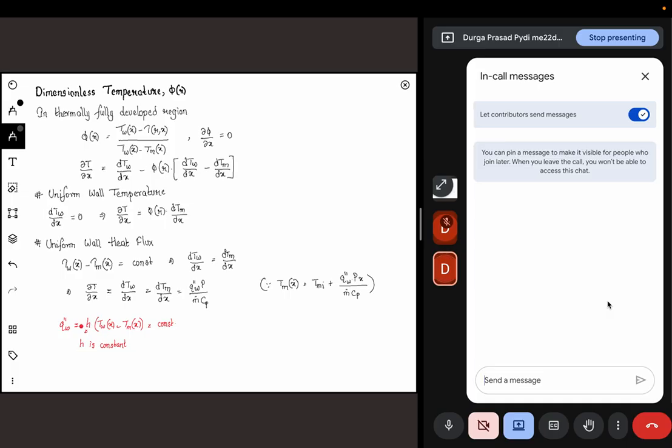If h is constant and Qw' is constant, then this particular quantity will also be constant. And since this is constant, dTw/dx should be equal to dTm/dx. So when both of these terms are equal, then ∂T/∂x should also be equal to dTw/dx. So all of these terms will be equal, and they will be equal to the term that we derived previously, dTm/dx. The derivative of this will be the quantity here.